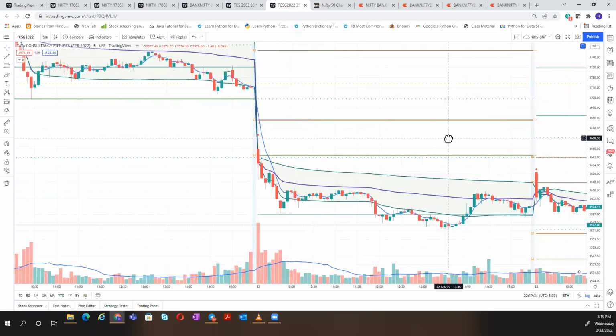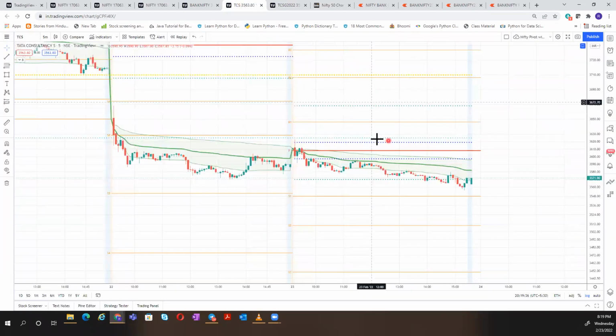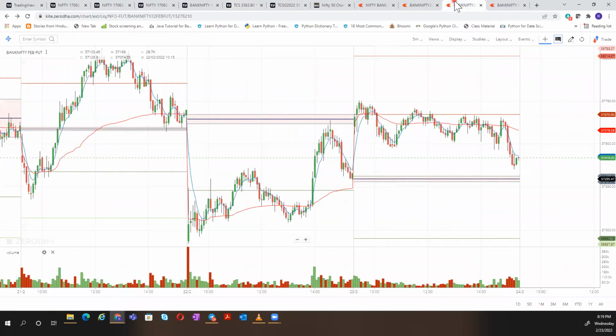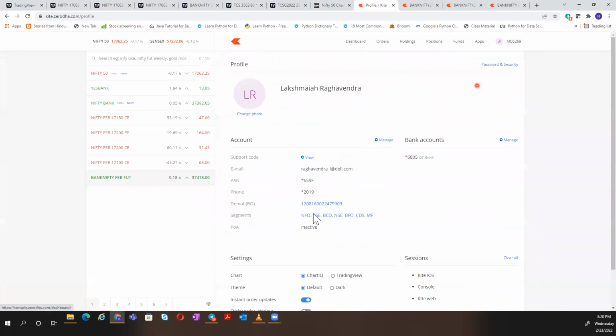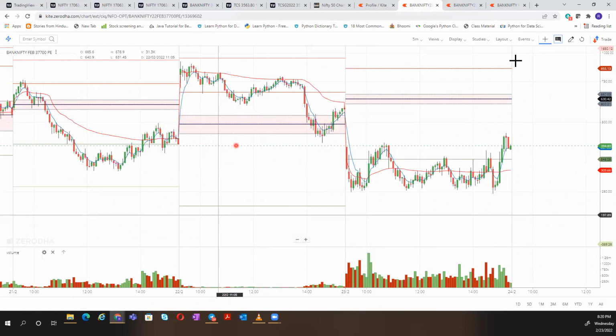For stock options, you will be watching the spot price and the real-time chart, and you need to trade better with stock options. However, if you want to trade Bank Nifty or Nifty, this is the Bank Nifty February futures in Zerodha. This is our Indian broker. If you go to your profile, the default will usually be TradingView. Go for ChartIQ. When you use ChartIQ, you will get these kinds of things.